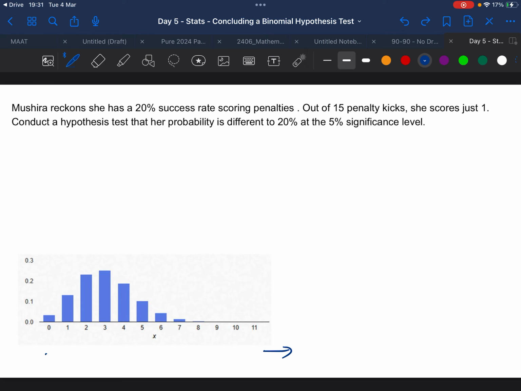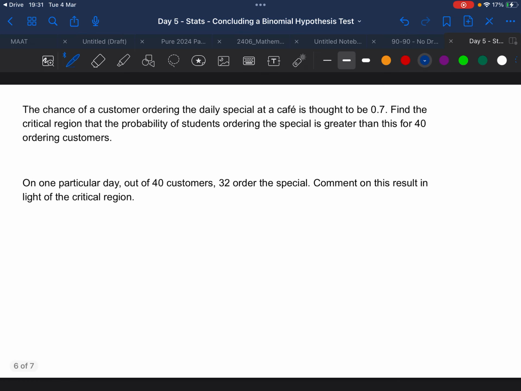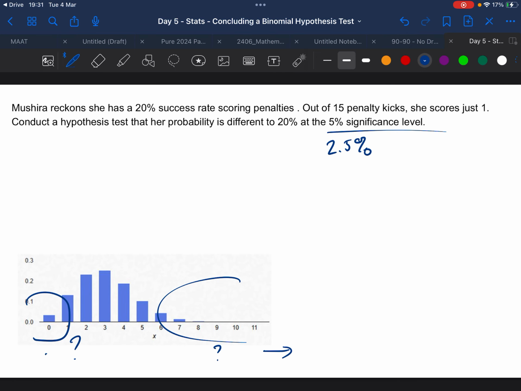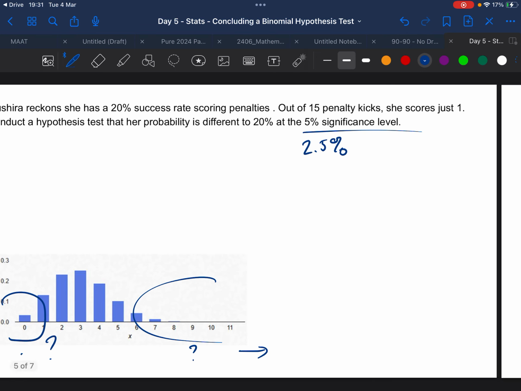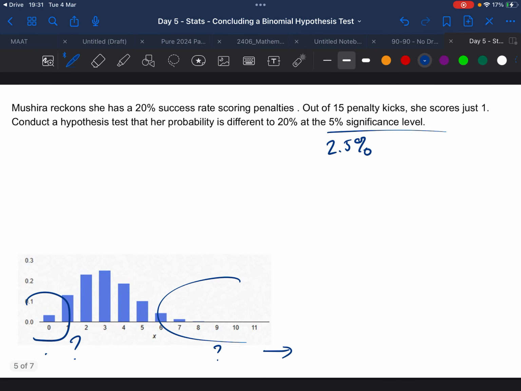So what did we do? We said we are looking at 2.5% on the lower tail over here somewhere, and we're going to look at 2.5% over here somewhere because it's a two-tailed test. So you've got to split your significance level evenly. So let's have a go now at working that one out.